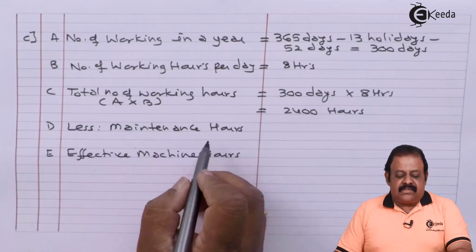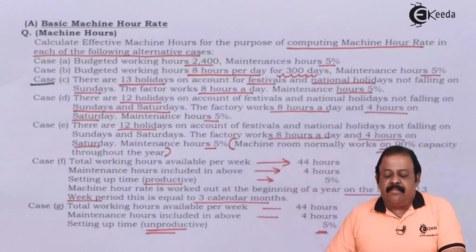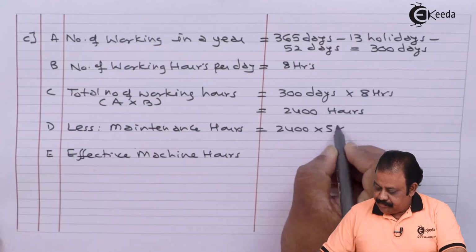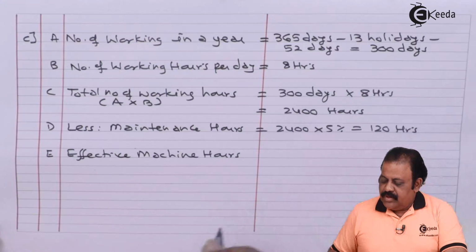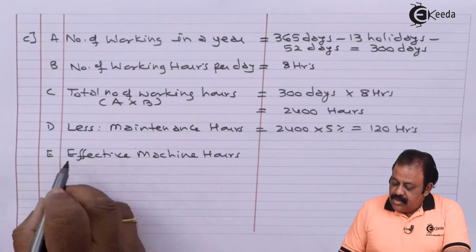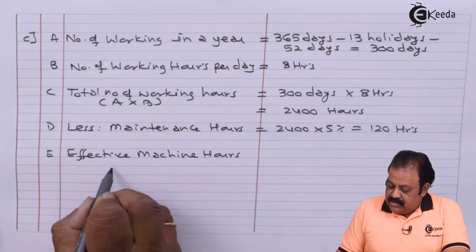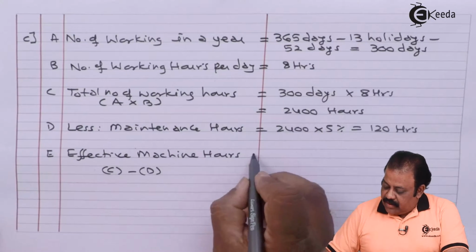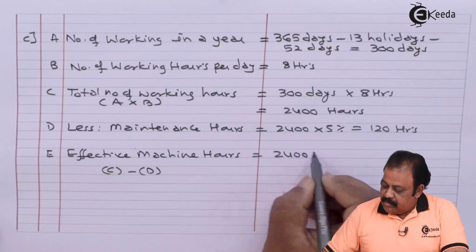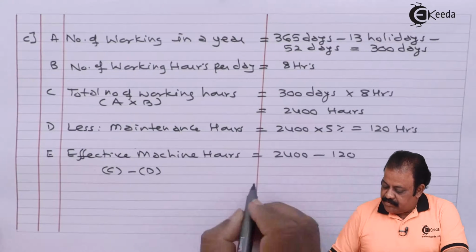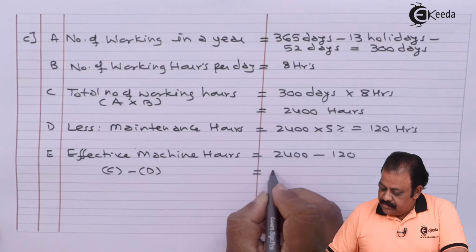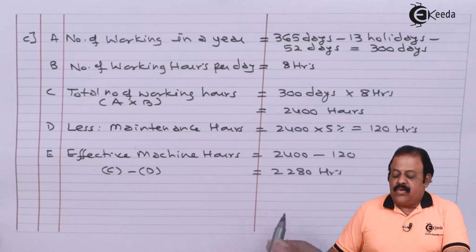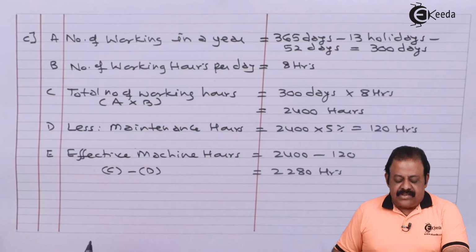Less maintenance hours. Maintenance hours they have given 5%. So it will be 120 hours. So effective machine hours, C minus D, that is 2400 minus 120 hours. So it will be 2280 hours.